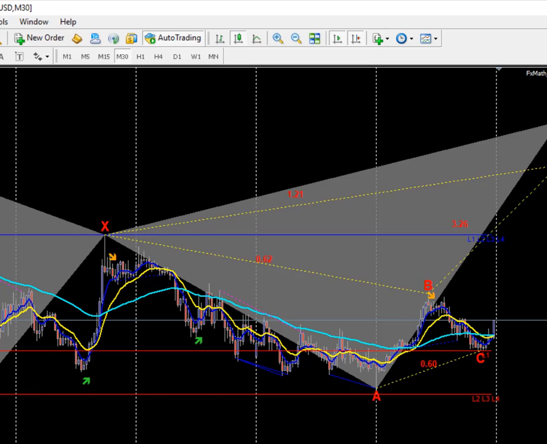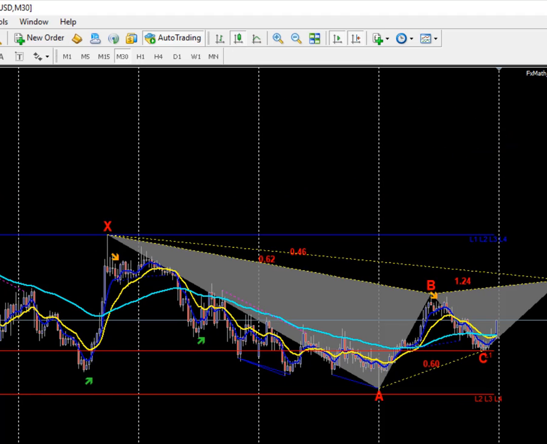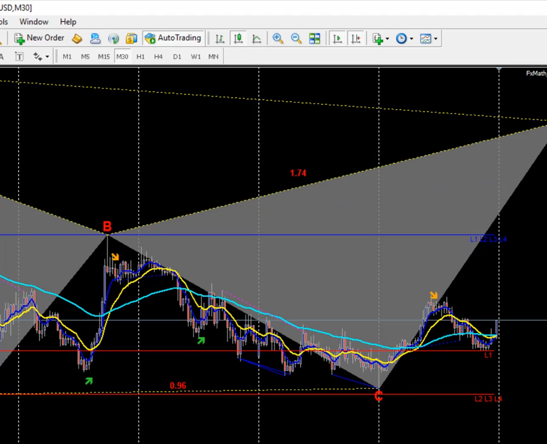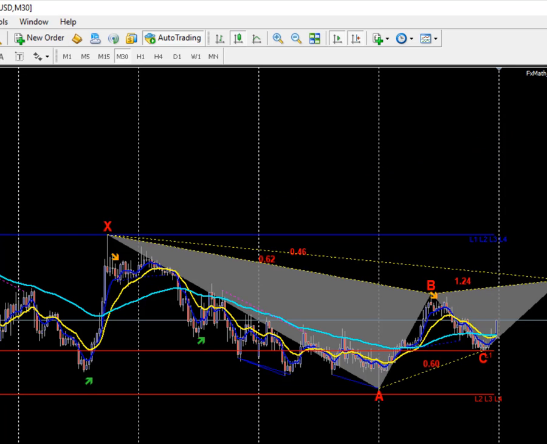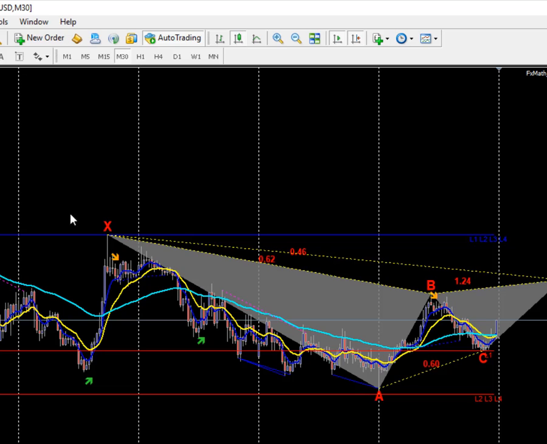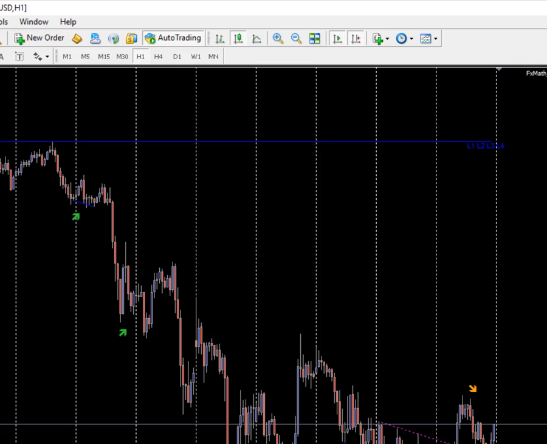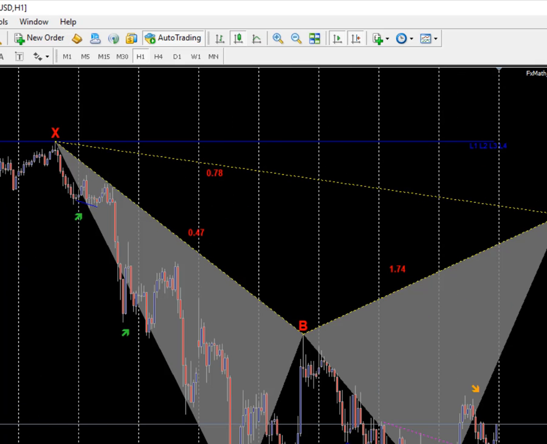We have 3 harmonic incomplete patterns. Let's start off with Gartley. I believe this pattern is from 1 hour. Yep.